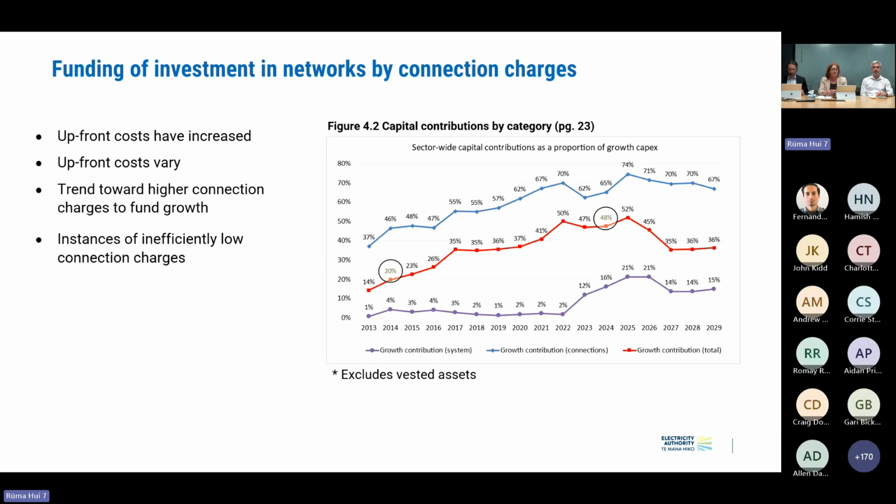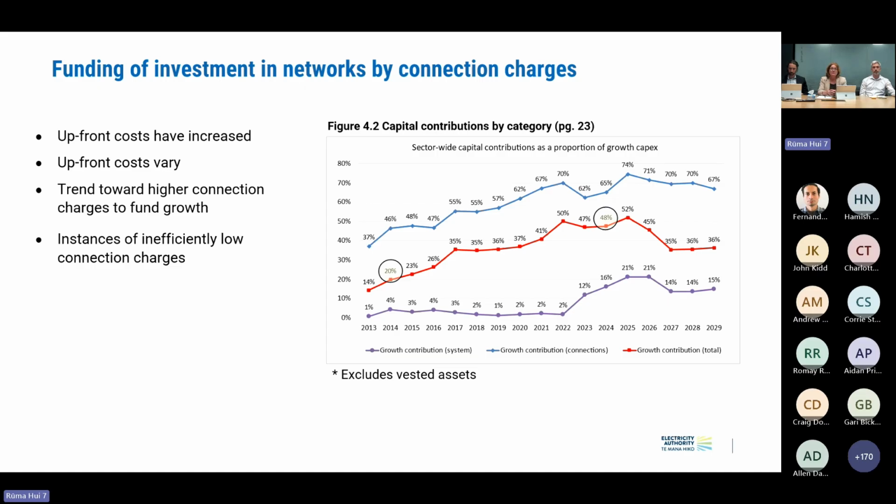The top blue line is the proportion of connection CapEx that is funded by the connecting party. The bottom purple line is the proportion of system growth capital expenditure that is funded by the connecting party. The red line is a combination of the two. The analysis shows the trend for the connecting parties to pay a higher proportion of the cost for infrastructure to connect to the network and the infrastructure to support network growth. This total has increased from around 1/5 to 1/2 over the past decade.